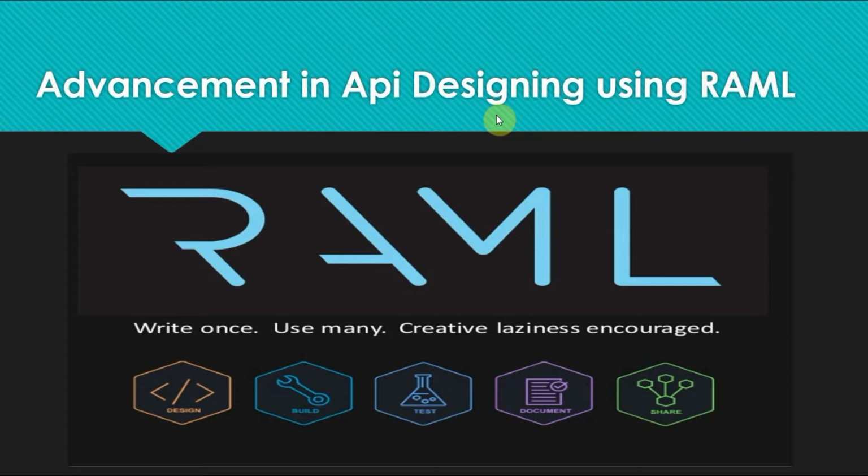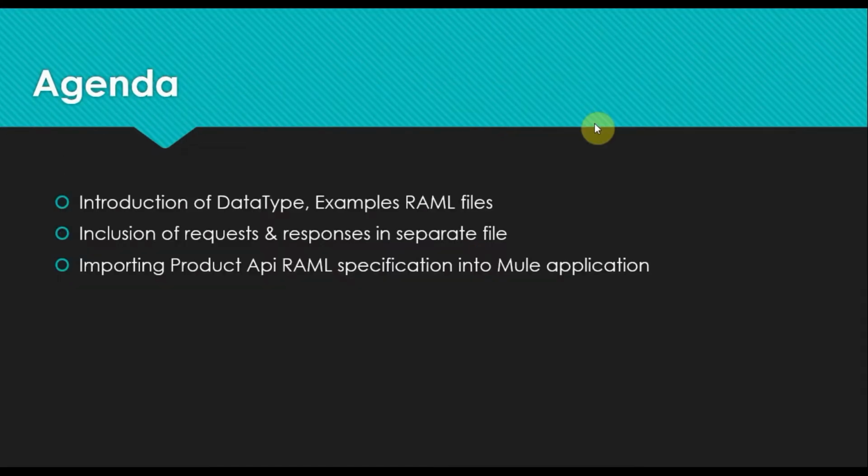So today I will explain some of the advanced and important concepts to design APIs effectively with RAML language. First of all, we'll go through how we can make our RAML specification more readable by introducing new types of RAML files like data type and examples. Along with it, we'll see how to extract requests and responses from the main RAML file and maintain them in separate files. Finally, we'll try to import our product API RAML specification, which we designed in our last video, into a Mule application and understand how it benefits us in reducing the development effort.